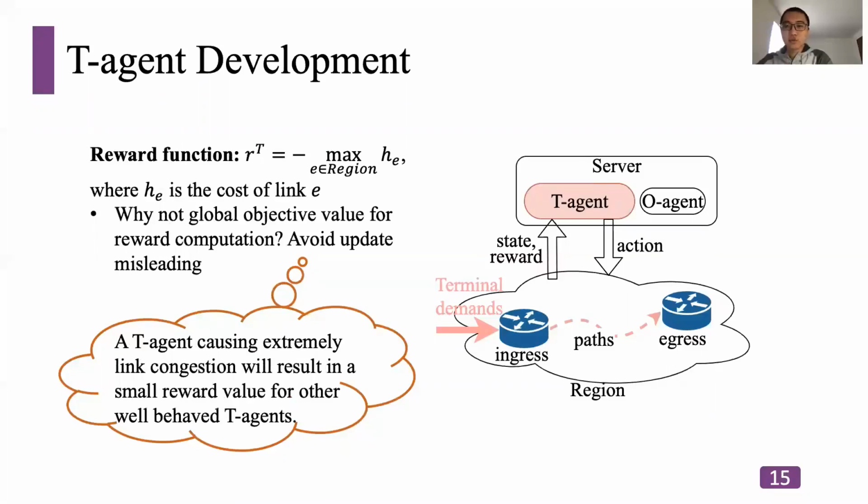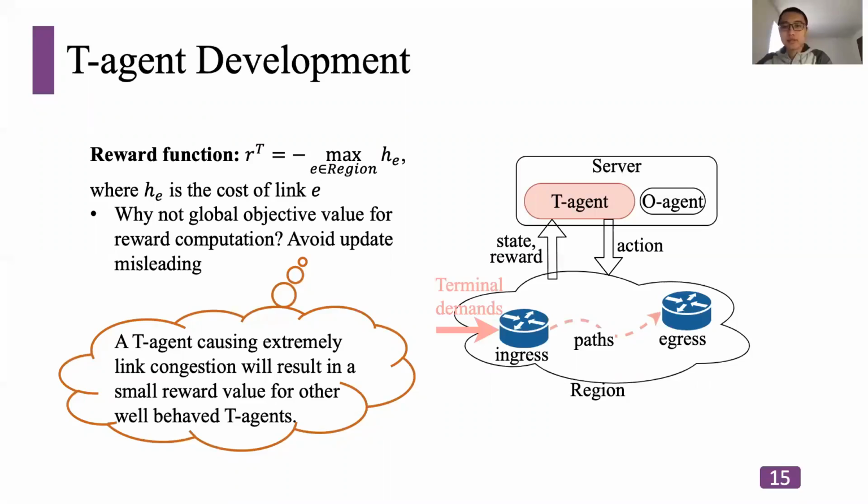Reward values are computed through a reward function based on current network status. A large reward value indicates that the action taken by the agent is good for the T objective. So the reward values drive the update of agent parameters. Recall that our T objective is to minimize the maximum link cost of the whole network. But we didn't use the global objective value for computing reward values, because global objective values may fail to evaluate the quality of actions accurately, especially when there are many regions in the network. For example, if a T agent in some region takes an action and causes extremely high link cost, other T agents will receive a small reward value, even if the actions they took are actually good. Inaccurate rewards will mislead the learning process of T agents.